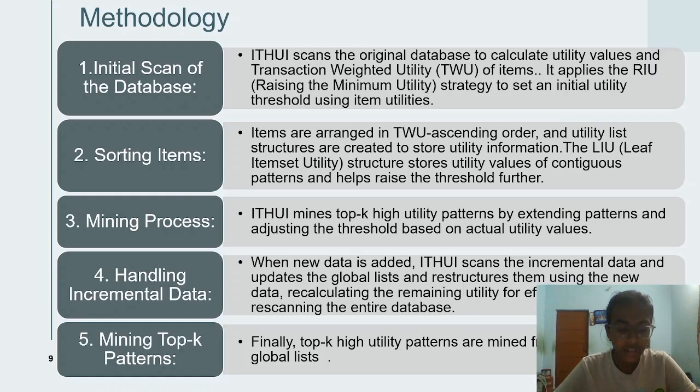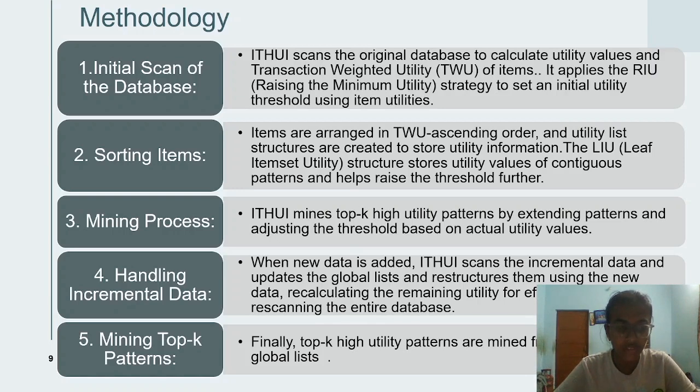Then items are arranged in the transaction weighted utility ascending order and utility list structures are created to store utility information. The leaf item set utility structure stores utility values of contiguous patterns and helps raise the threshold further. The algorithm mines top K high utility patterns by extending patterns and adjusting the threshold based on actual utility values.